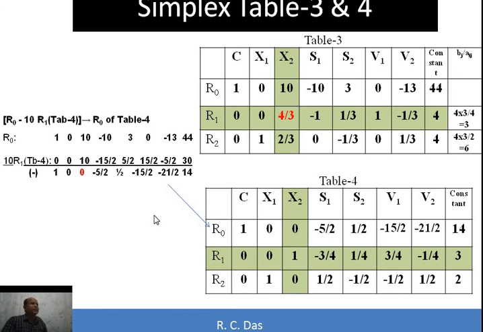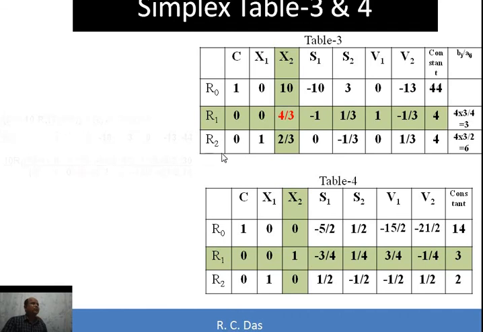Next, let us take R2, that is row 2 of table number 3. Row 2 of table number 3 has 2 by 3 in the pivot column element. To make it 0, the relation is this: row 2 of table number 3 minus 2 by 3 multiplied by row 1 of table number 4 will give row 2 of table number 4.